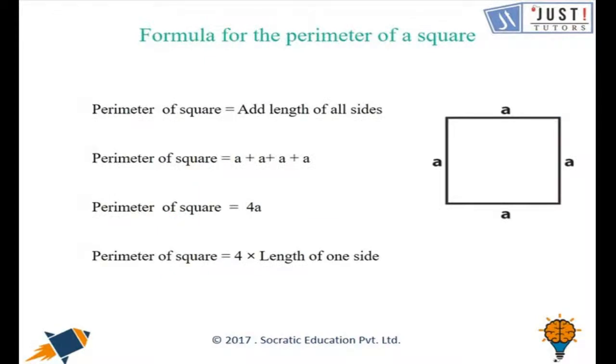Now let's move ahead and create the formula for the perimeter of a square. As we know, the perimeter of a square is the sum of all the lengths, and in a square all the lengths are equal. So if we represent one length by A, the perimeter would be A add A, add A, add A, which can also be written as 4A, or 4 times the length of one side.